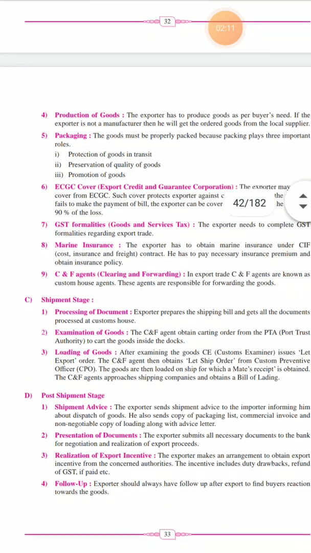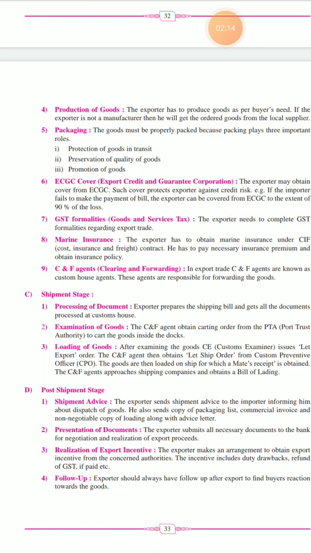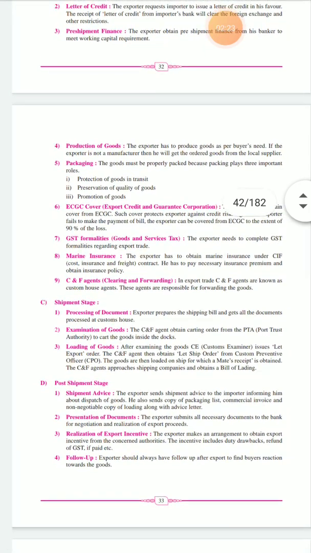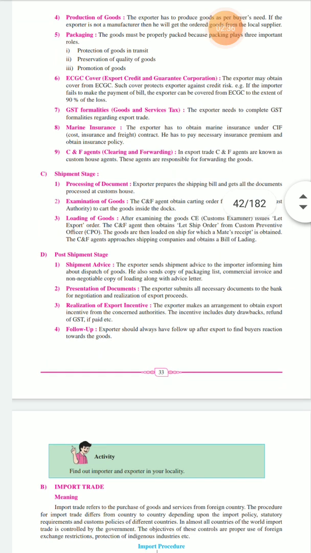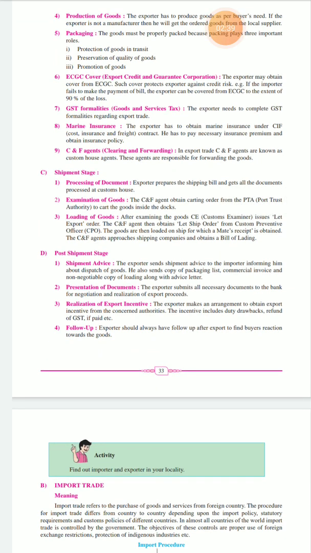After that, the last is the post shipment stage. After your shipment reaches the particular destination, there is a post shipment stage, that is shipment advice. The exporter will send a shipment advice to the importer informing about the dispatch of the goods. Then presentation of documents, realization of export incentives and follow up. These are some of the steps taken in the post shipment stage. So altogether in the export procedure there are 4 steps that should be followed.